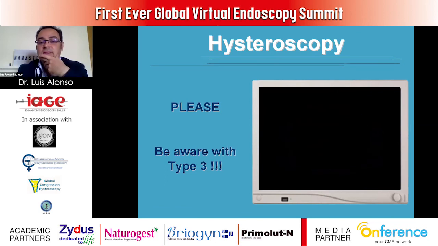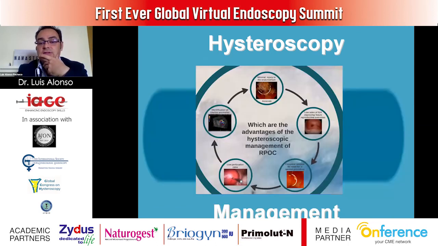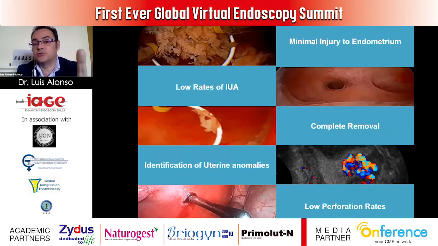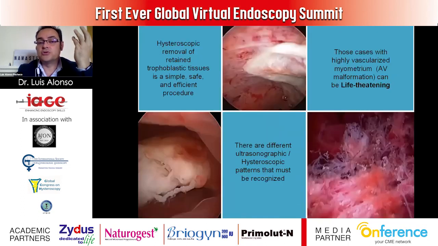Okay, so which are the advantages of this treatment? Those that you can see there. Minimal injury to the endometrium when we treat by hysteroscopy, since we treat the healthy endometrium. Low rates of intrauterine adhesions. I would say we have no adhesions. Complete removal, we see what we remove. We can identify if there is any associated uterine anomaly, and we have low perforation rates.